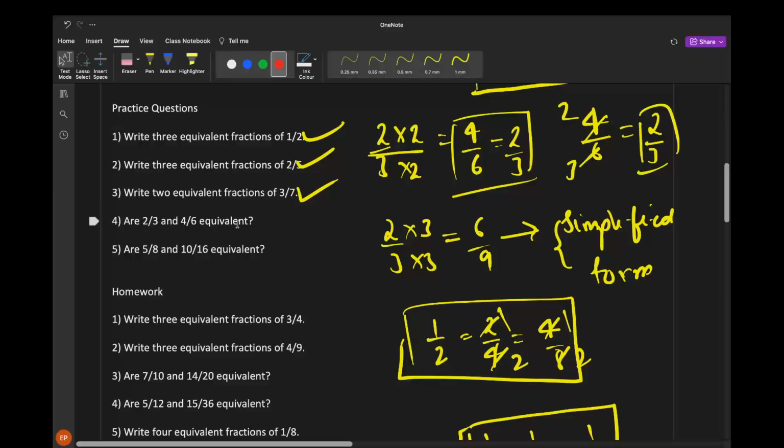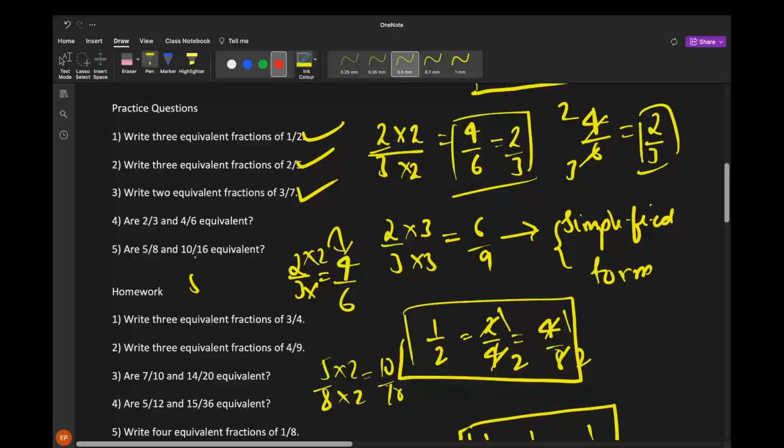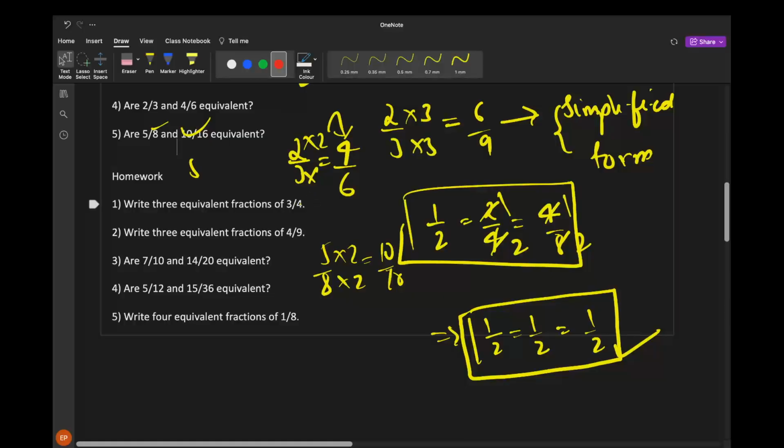Are 2 by 3 and 4 by 6 equivalent? Yes, because just by multiplying by 2 we get these two. Are 5 by 8 and 10 by 16 equivalent? Yes, because if we multiply by 2 we will get 10 by 16. So these are equivalent. Here are some practice questions.